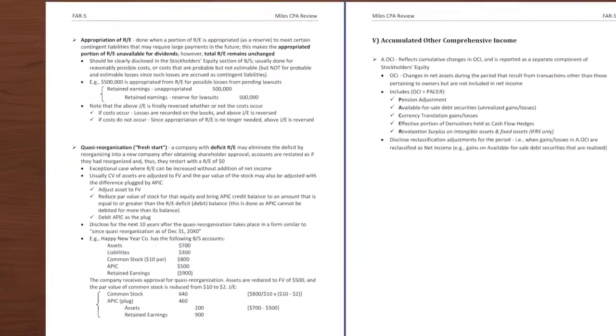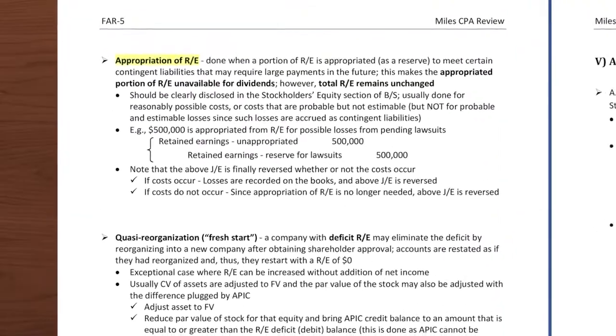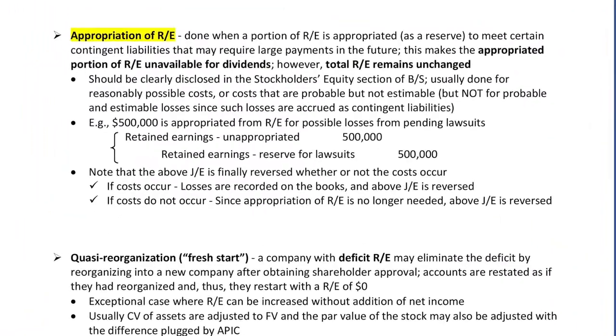On page 22, highlight appropriation of retained earnings. Now this is done when a portion of retained earnings is appropriated as a reserve to meet certain contingent liabilities that may require large payments in the future. So this makes the appropriated portion of retained earnings unavailable for dividends. However, the total retained earnings remains unchanged. So you have appropriated and unappropriated, but the total retained earnings is the same.